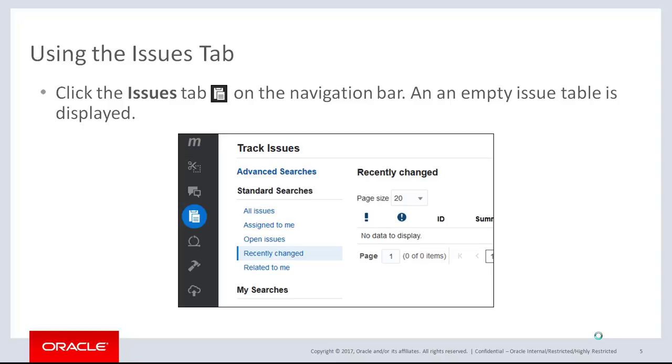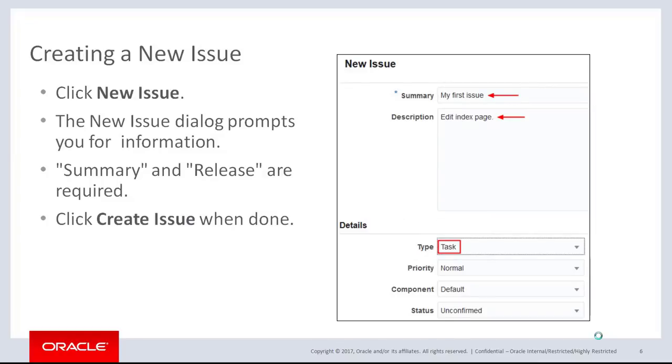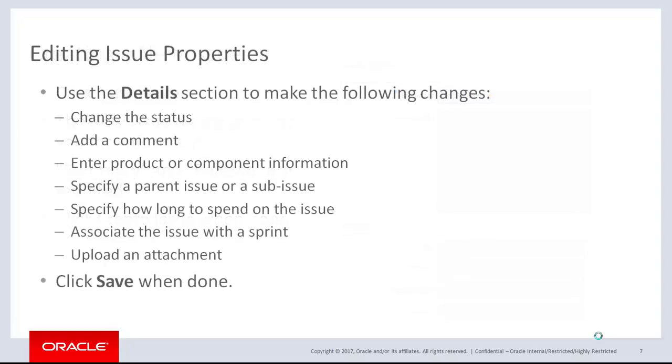To use the Issues tab, click the Issues icon on the navigation bar. An empty issue table is displayed. Initially, a project has no issues. To create a new issue, click New Issue to display the New Issue dialog that prompts you for information. Summary and Release are required fields. The rest are not. Click Create Issue when you're done.